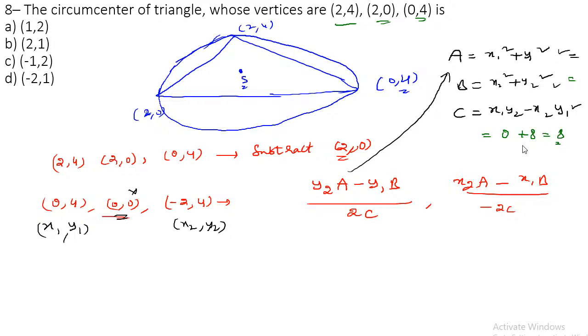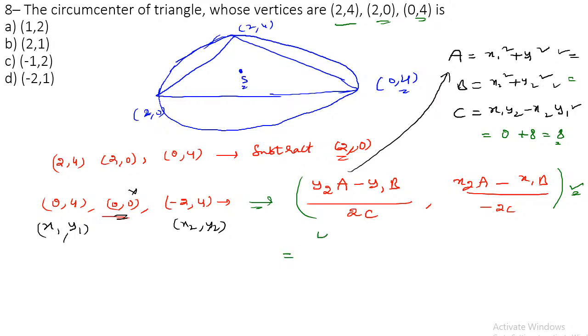So now let us substitute these values in this formula. This is the formula for finding the circumcenter of a triangle when one of the vertices is origin and the other two vertices are in the form x1 y1 and x2 y2. So one of the vertices must be 0 to use this formula, and that's why we made one of the vertices the origin by subtracting 2 comma 0 from each vertex.